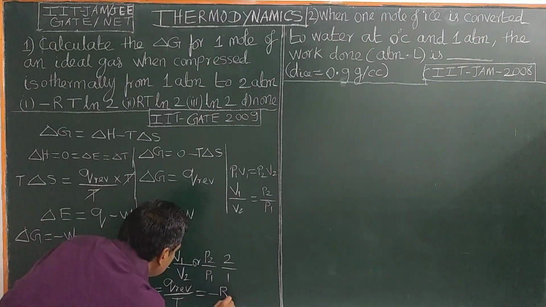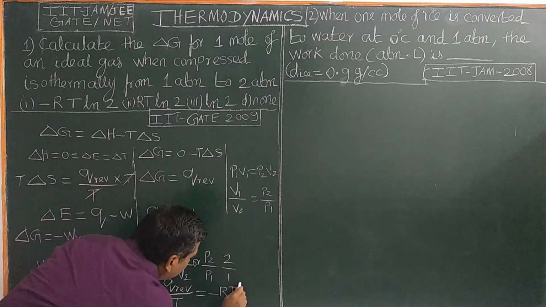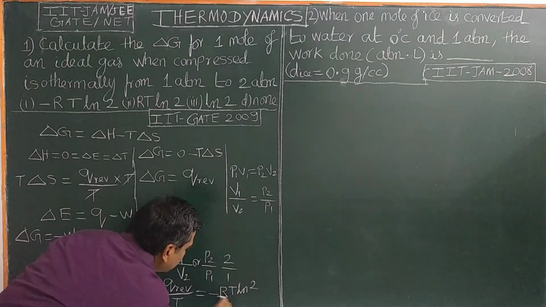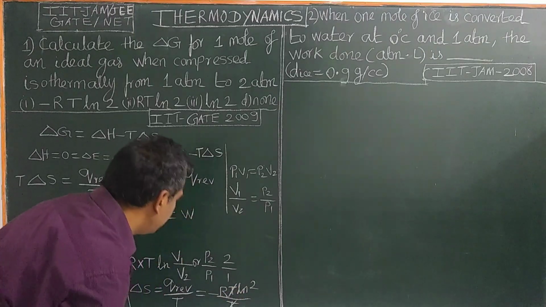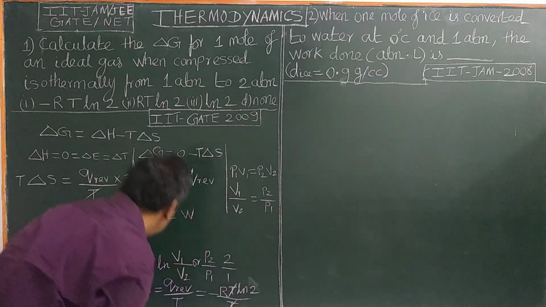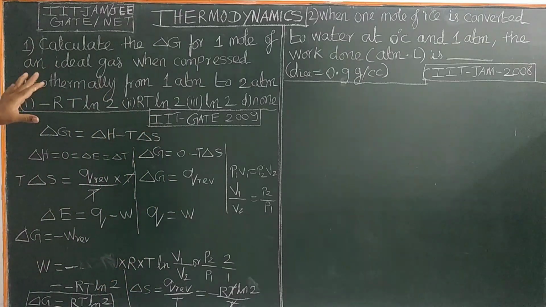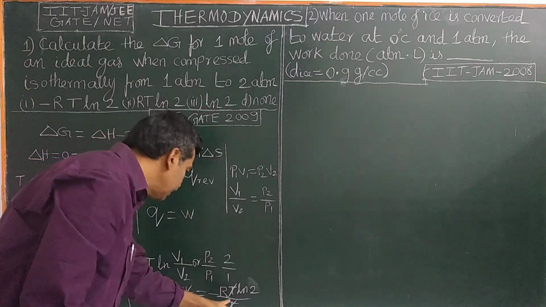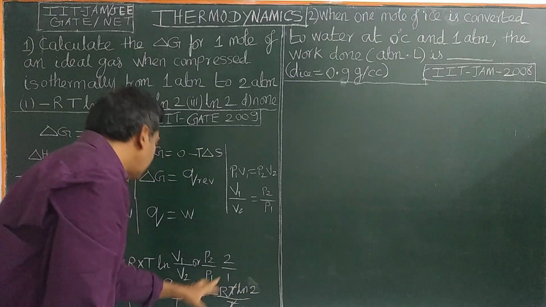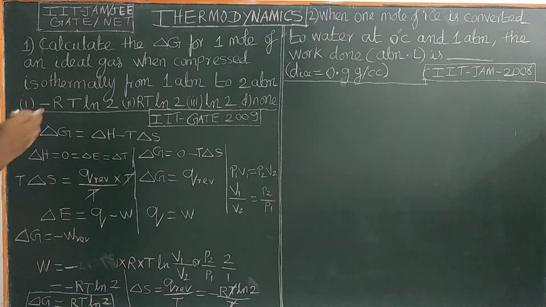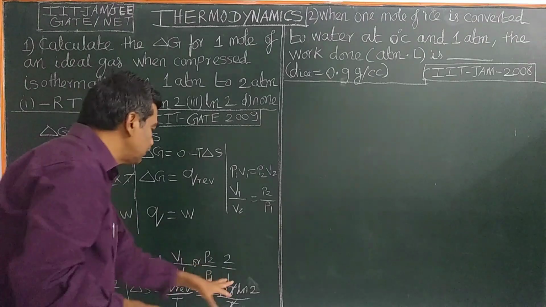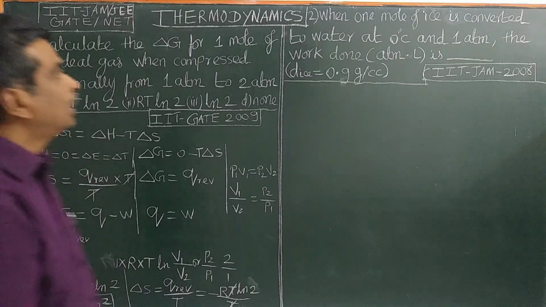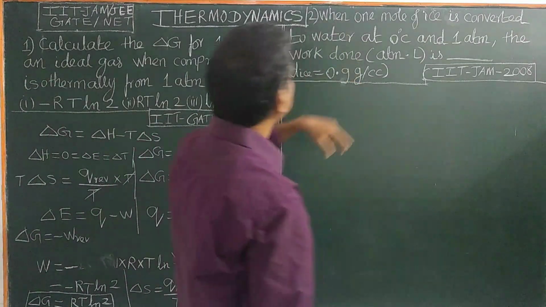Therefore, minus RT ln2 divided by T. T cancels, therefore minus R ln2. In this compression process, there is a decrease in entropy, therefore delta S is negative, it is correct. If it is expansion, then delta S is positive. You can give the value as positive. Okay, now let us go to the next, second problem.